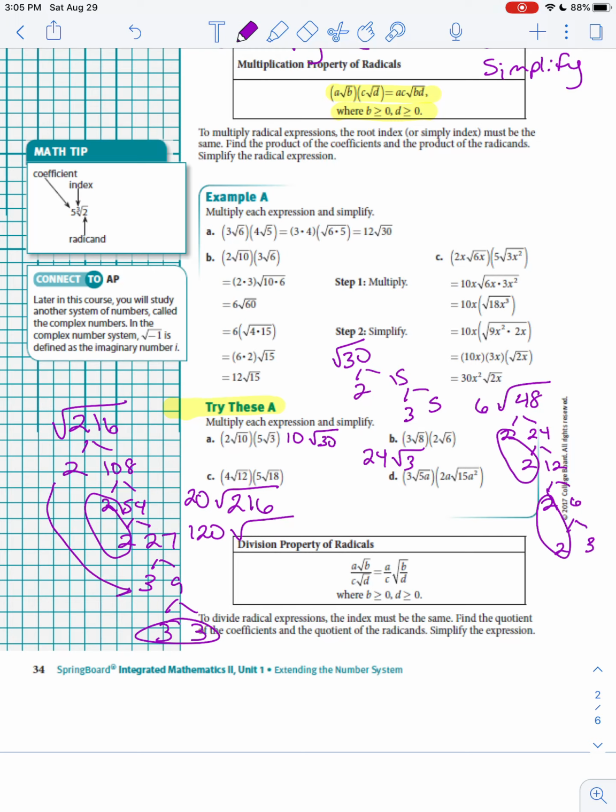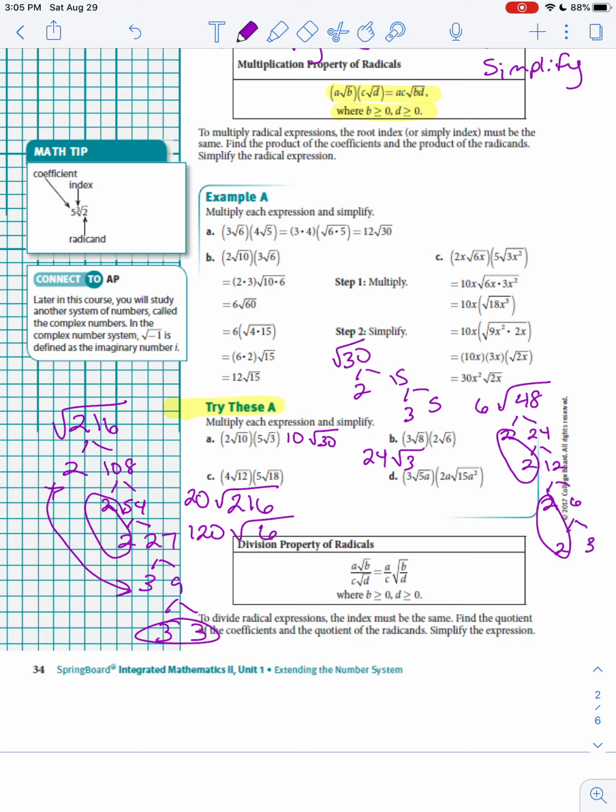Now on the inside, this is the first time I think we've seen this. There's 2 terms left on the inside. So what you want to do is multiply those as well. So 2 times 3 is 6. So we end up with 120 times the square root of 6 as our simplest form.